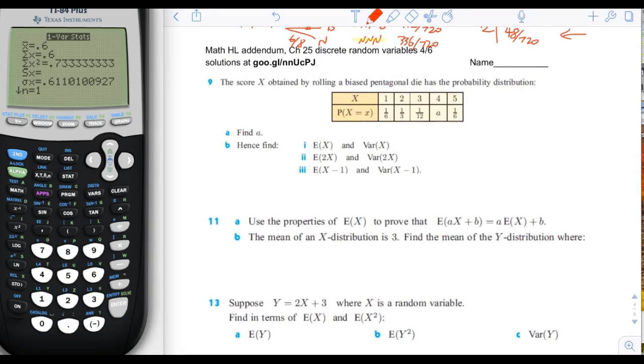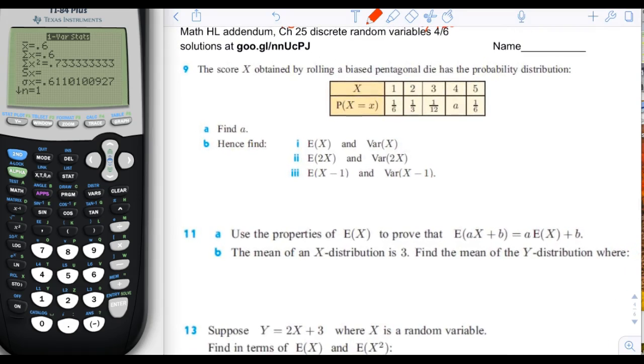Okay, here we are on page 4 of discrete random variables, HL addendum, number 9. The score random variable x obtained by rolling a biased pentagonal die has the probability distribution as follows. So what do they mean by a biased pentagonal die? It's kind of crooked or something. As a result, the chance of getting each number is not the same. Normally you would expect each number in a pentagonal die to have a 1/5 chance of coming up.